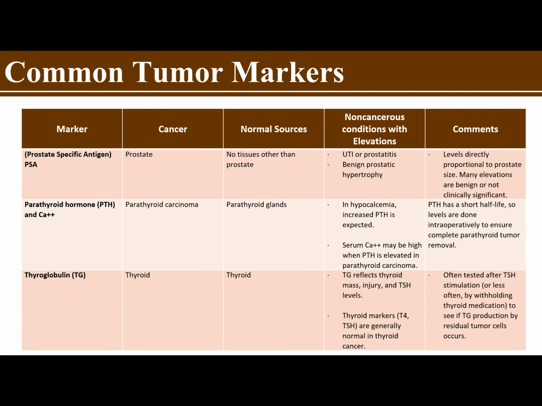Then we have your prostate specific antigen or your PSA. This is specific for the prostate cancer. Normal source is the prostate tissue. Non-cancerous conditions with elevations would include UTI or prostatitis, benign prostatic hypertrophy. Levels are directly proportional to prostate size. Many elevations are benign or not clinically significant.